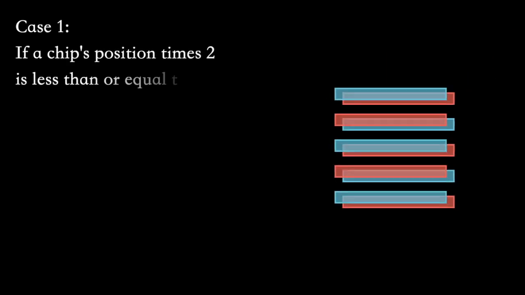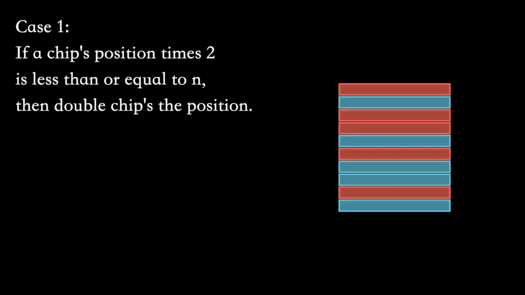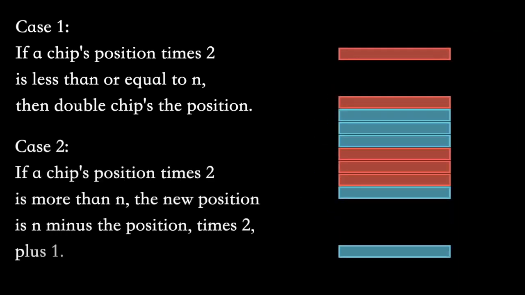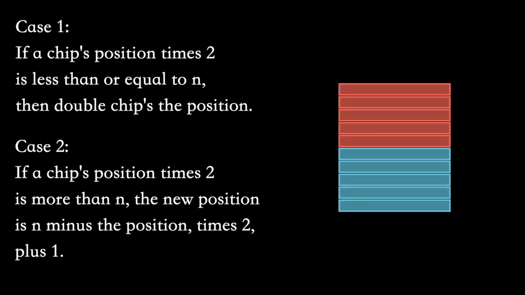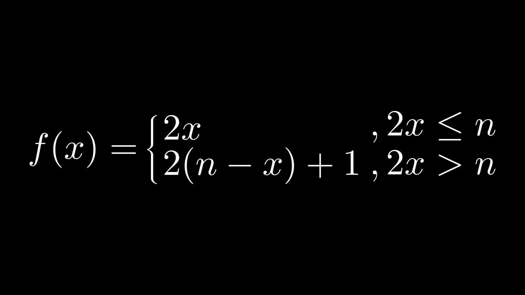When a shuffle happens, the chip's new position is split into two cases. If a chip's position times 2 is less than or equal to n, the number of chips in half the stack, then you just double the chip's position. If a chip's position times 2 is more than n, then the new position is n minus the position times 2 plus 1. This might seem like a mouthful, but this just breaks down into the following piecewise equation, where x is the current position of the chip, and f of x is the new position of the chip.